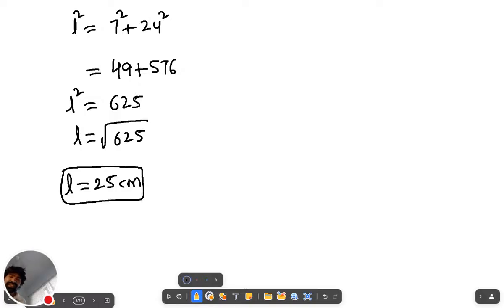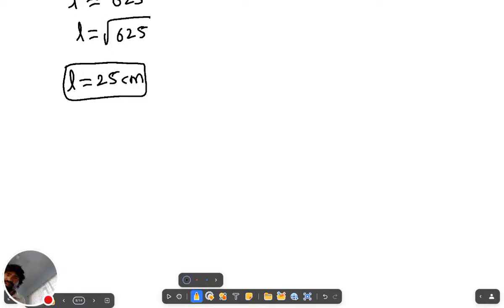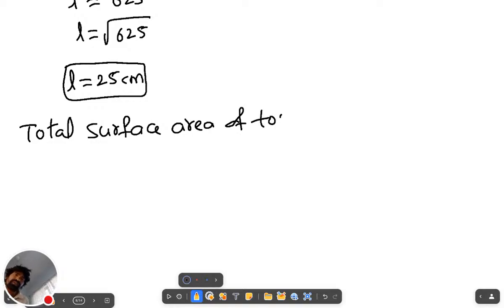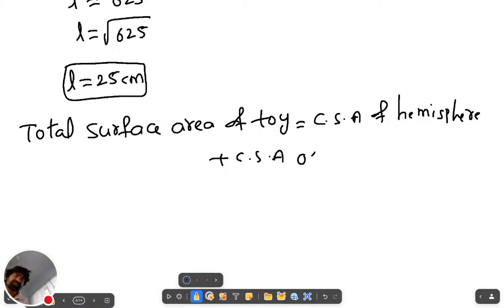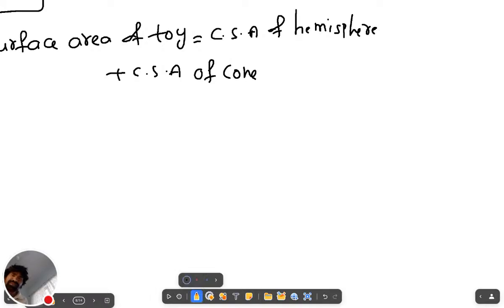Now total surface area of the toy will be equal to curved surface area of hemisphere plus curved surface area of cone. So what is the curved surface area of hemisphere formula? 2 pi r square. Curved surface area of cone is pi r L.